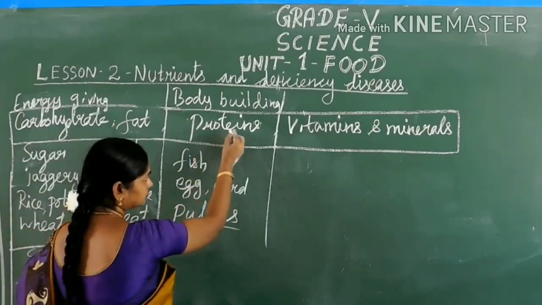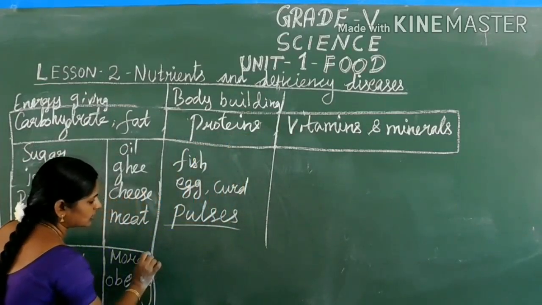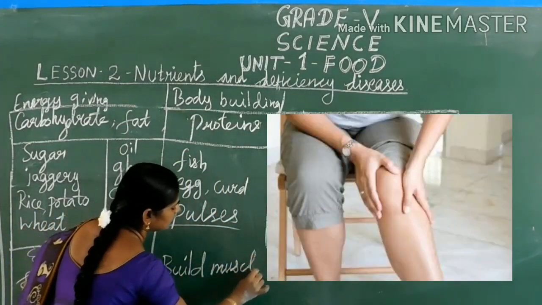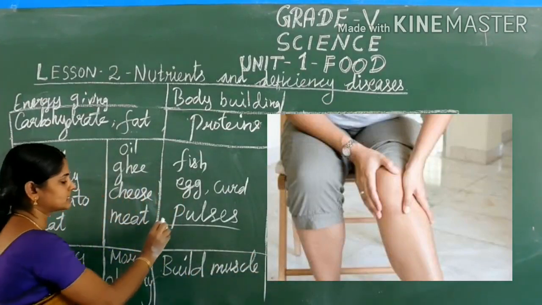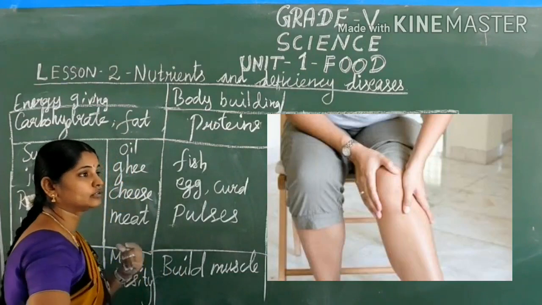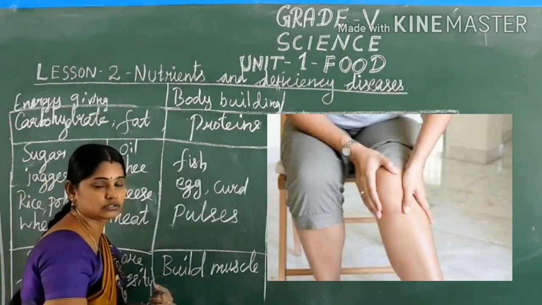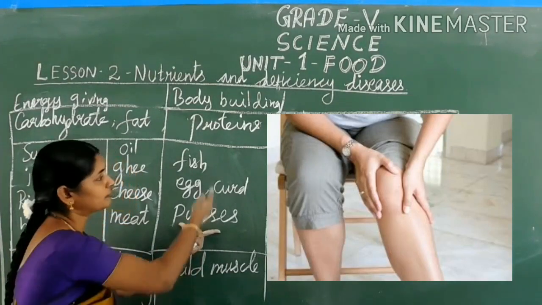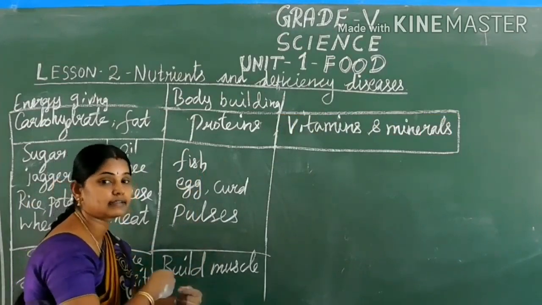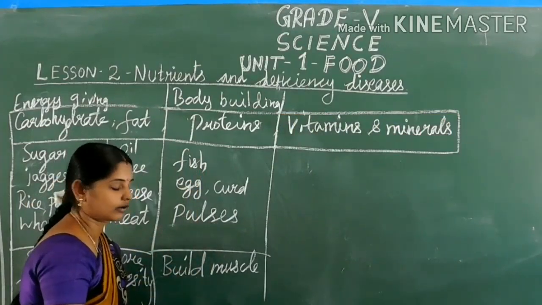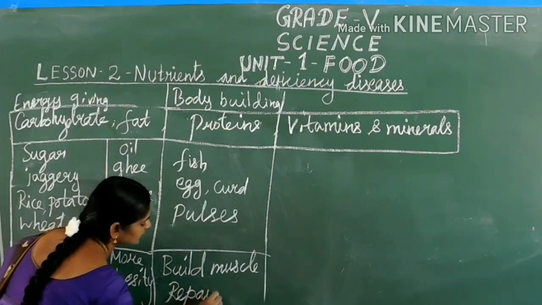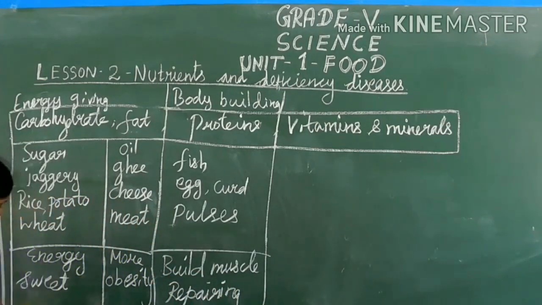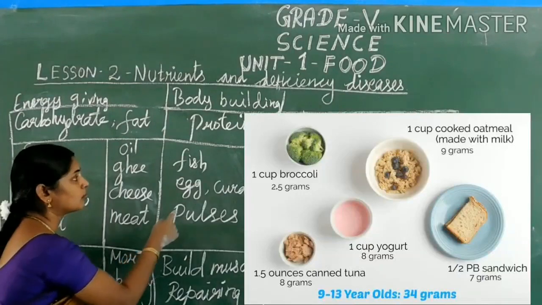So this builds our body, it builds our muscles. Then what else does it do? Not only muscle. It does one more thing. It does repairing work. Okay, if we got hurt somewhere, if some accident happens, we should take more amount of protein-rich food. Then only the muscle gets that repairing work, wear and tear work and all will happen. Repairing work in the body. So it builds our muscle and does repairing work also. Okay, so we should take more amount of protein.